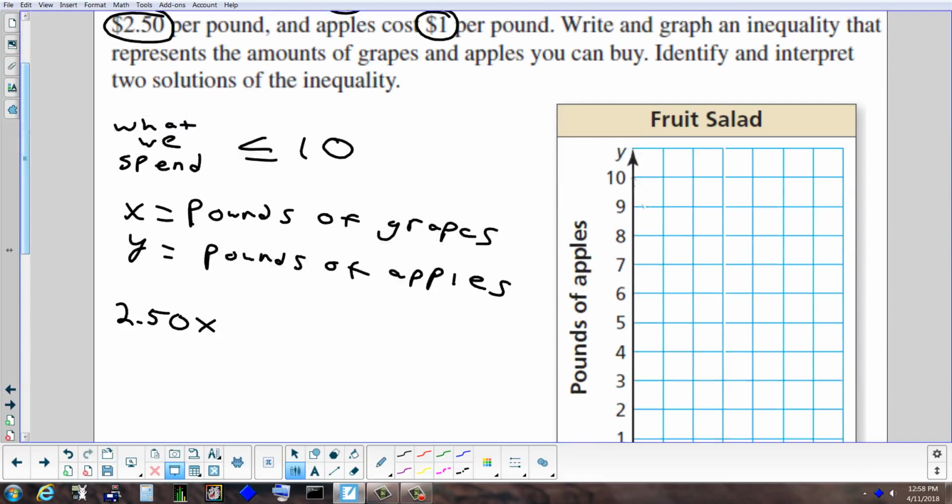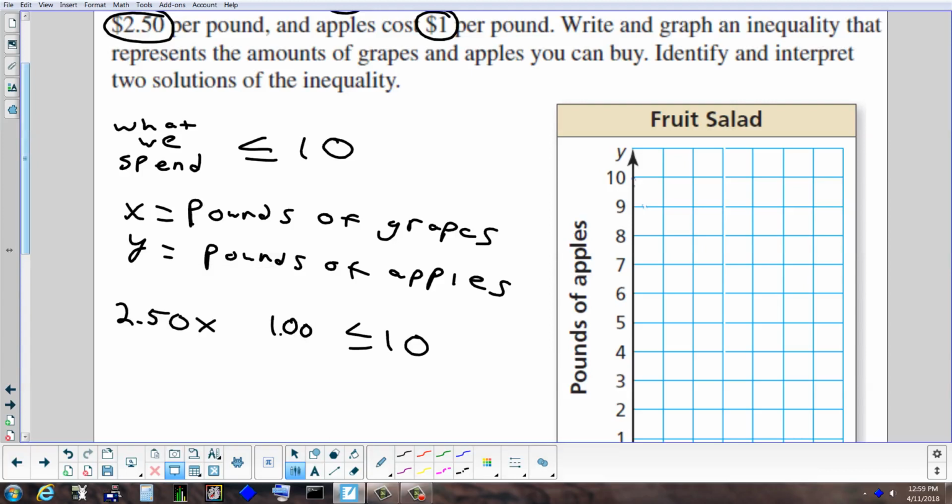We don't even have to solve, we just have to make the equation so we can do the graph. But that's not all we spend. We're not just spending money on grapes. What else are we buying? Apples. If we're gonna buy apples, how much are apples? $1 a pound, times how many pounds of apples are we gonna buy? We don't know.